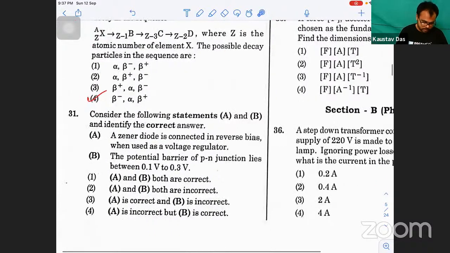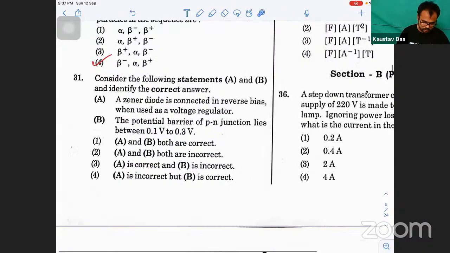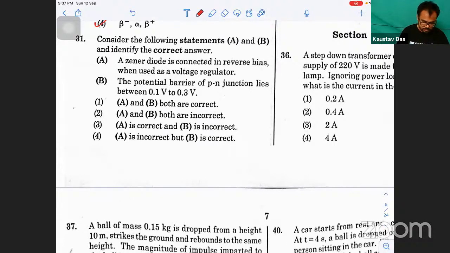Now come to question number 31. In question 31, consider the following statements A and B and identify the correct answer. Here we have: Zener diode is connected in reverse bias when used as a voltage regulator. Yes, obviously it is true. We have the applications of Zener diode as a voltage regulator. So this is a correct statement.